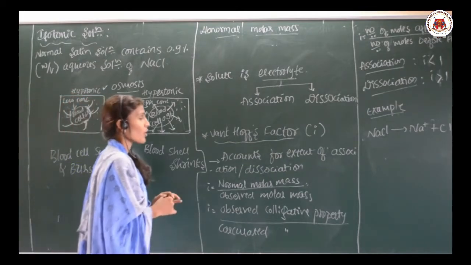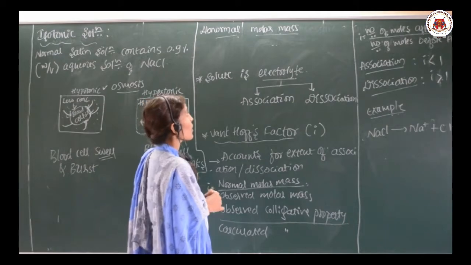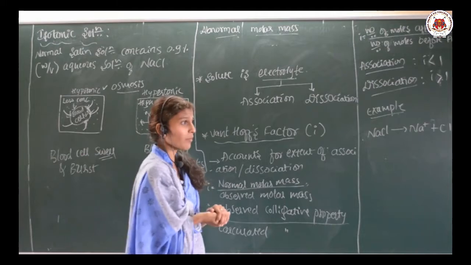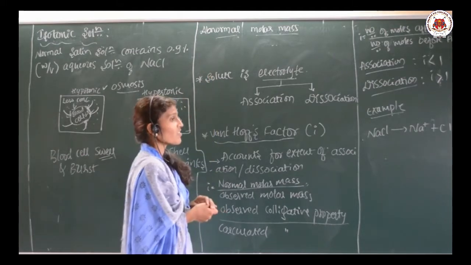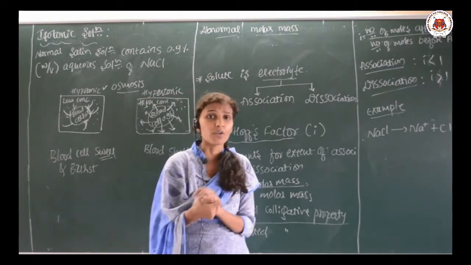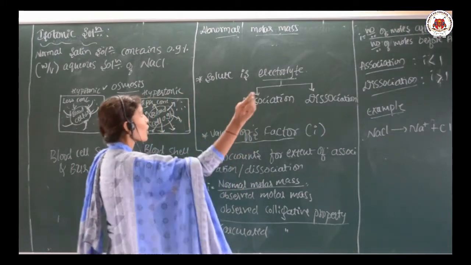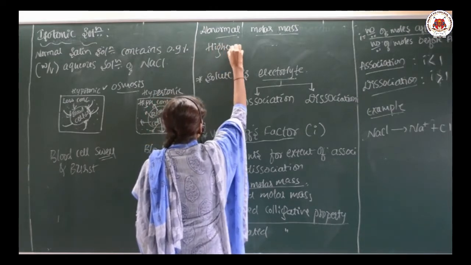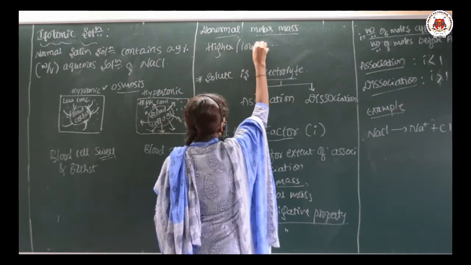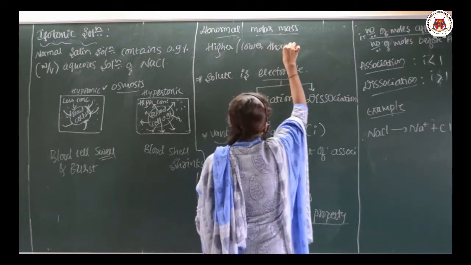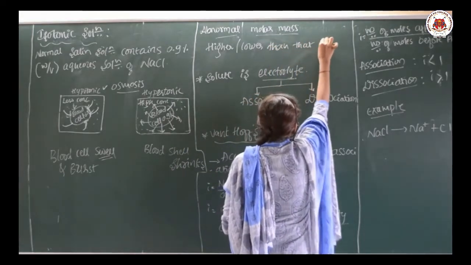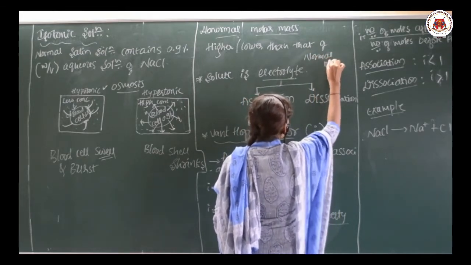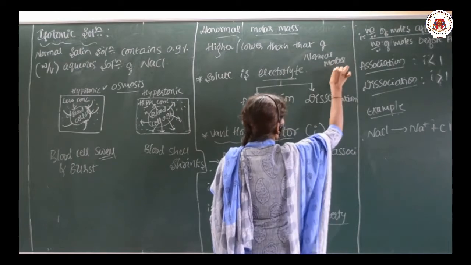So, let us go for one more bit of the topic, that is abnormal molar mass. Here, what is the meaning of abnormal molar mass? Here the molar mass is either higher or lower than that of the normal molar mass.